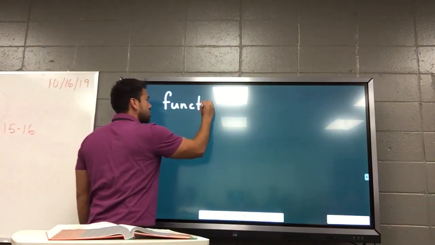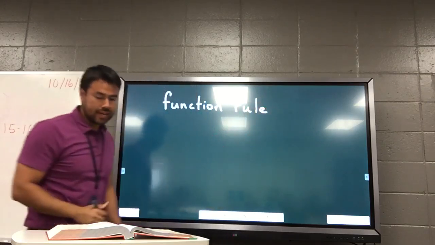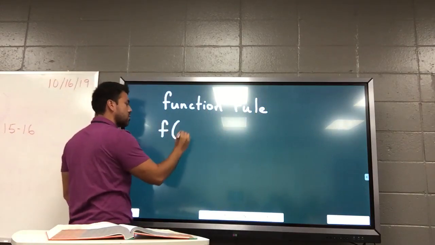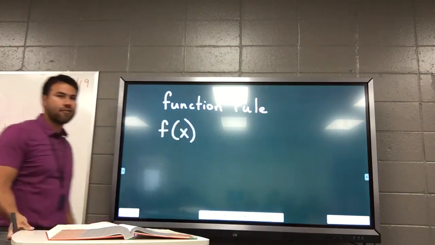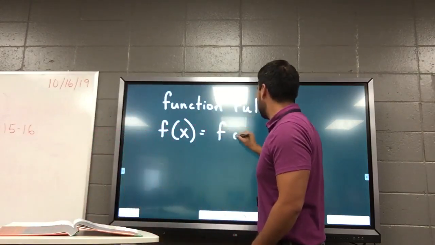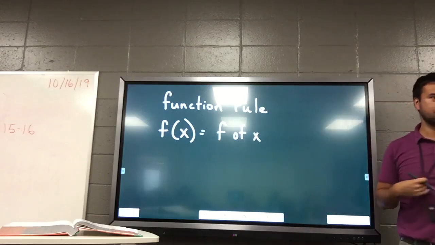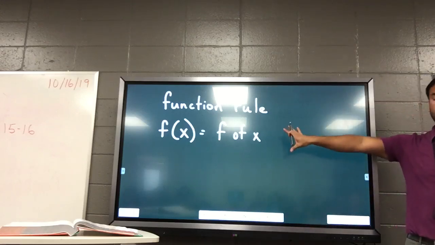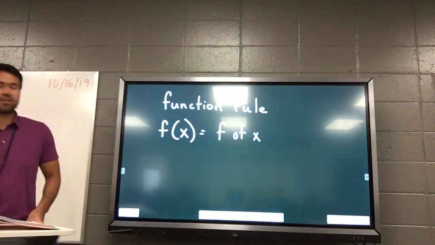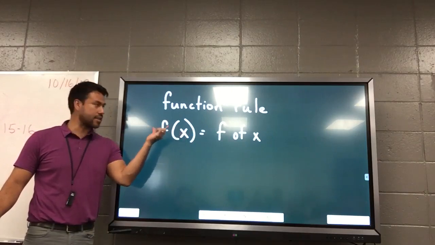To get to function notation, we need to look back at function rules. I'm going to use this terminology here. We call f of x. So this is how you read it. F of x. You could have that, but we'll make it simpler than that. So this should not be new. Please remember that's read f of x. Okay, that's how you read that.